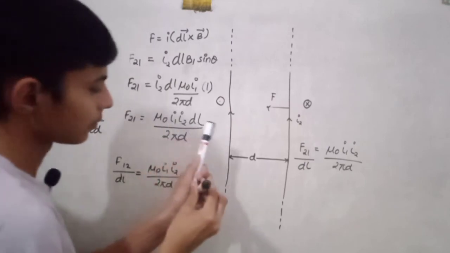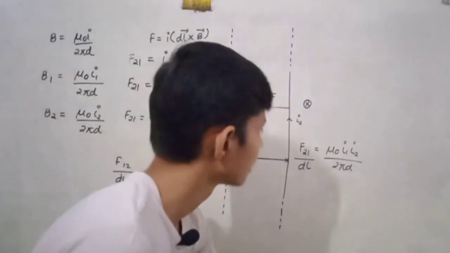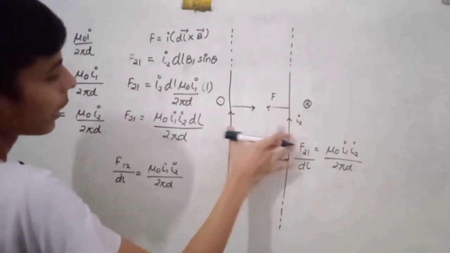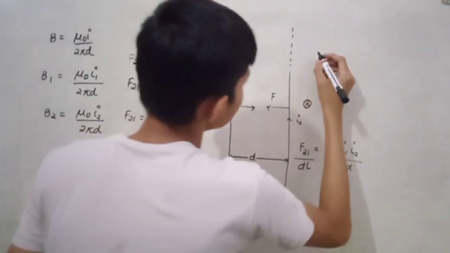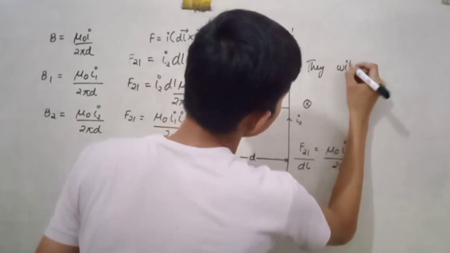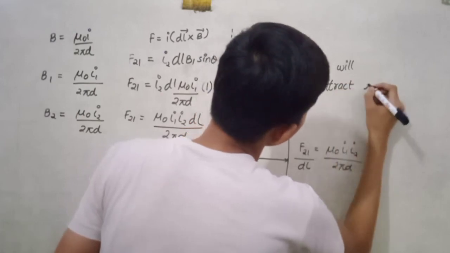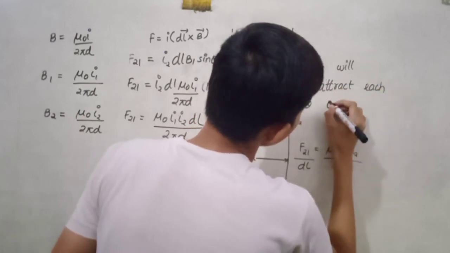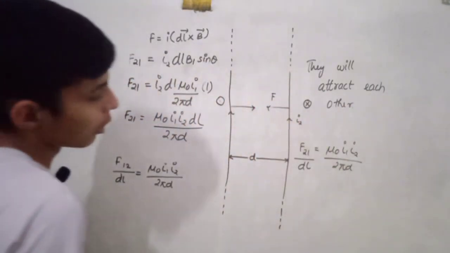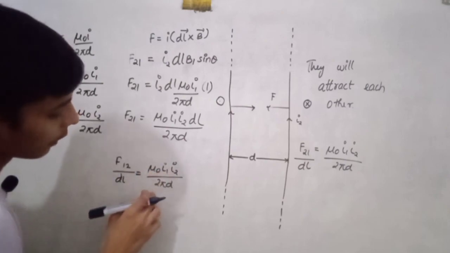Now we have to find the direction of force exerted by wire 1. So this is our current and this is the magnetic field. The force is in this direction. That means these two wires will attract each other, by the force, and the magnitude of force is mu naught I1 I2 divided by 2 pi d.